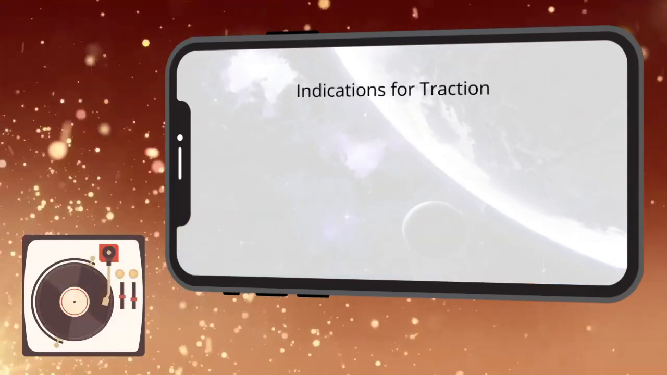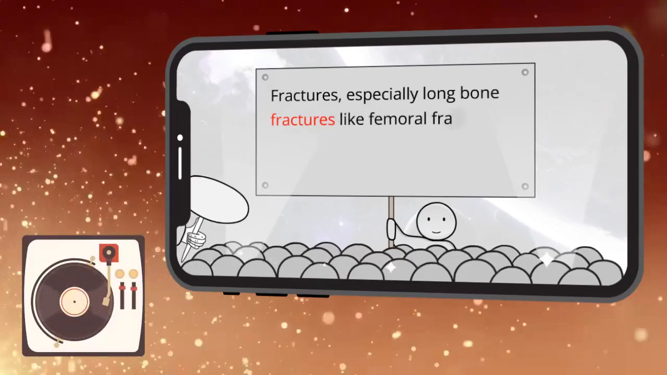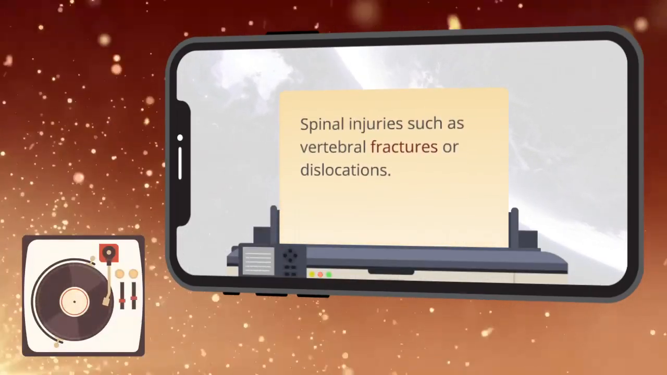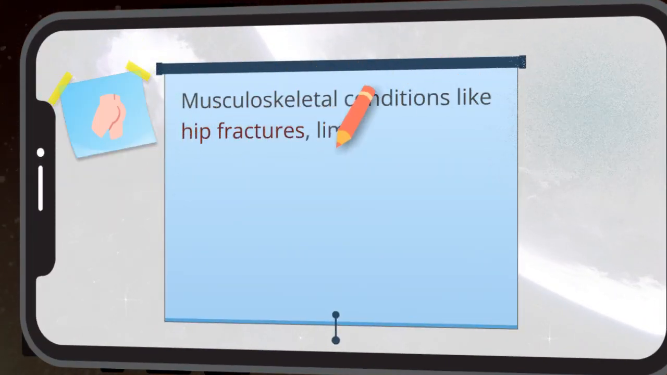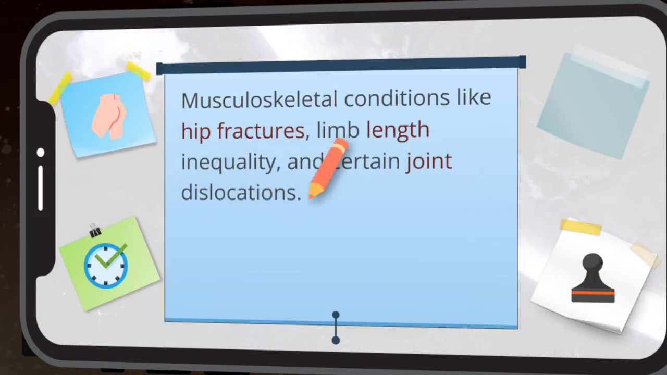Indications for traction. Fractures, especially long bone fractures like femoral fractures. Spinal injuries such as vertebral fractures or dislocations. Musculoskeletal conditions like hip fractures, limb length inequality, and certain joint dislocations.